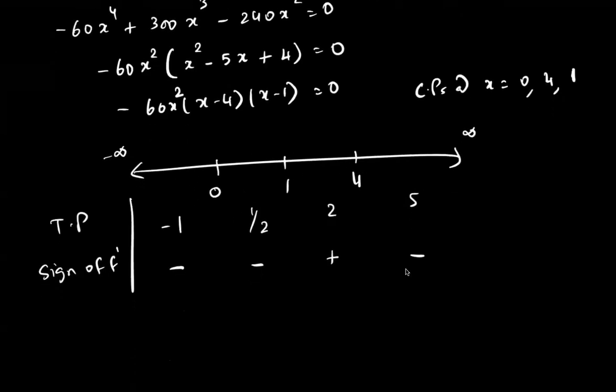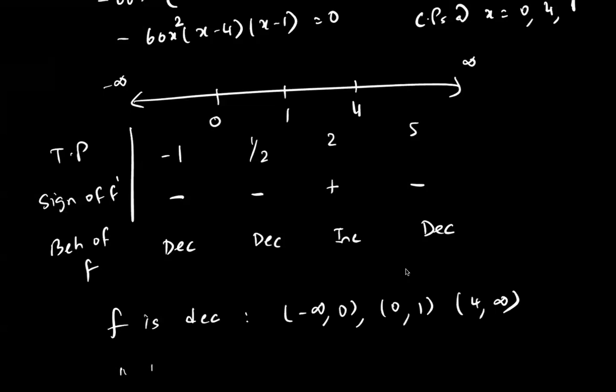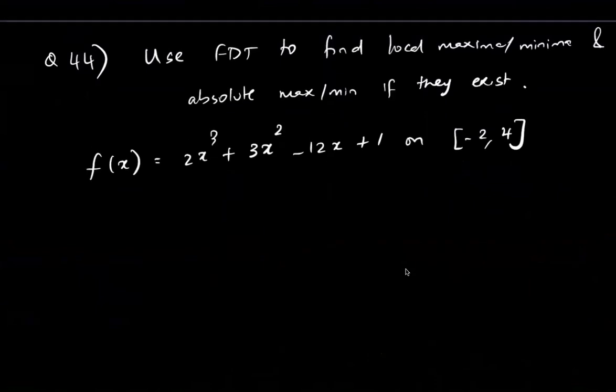Okay, so the behavior of f is decreasing, decreasing, increasing, and decreasing. So this is what you have. You're going to say f is decreasing in the intervals negative infinity to 0, 0 to 1, and 4 to infinity. f is increasing in the interval 1 to 4. Okay. All right.